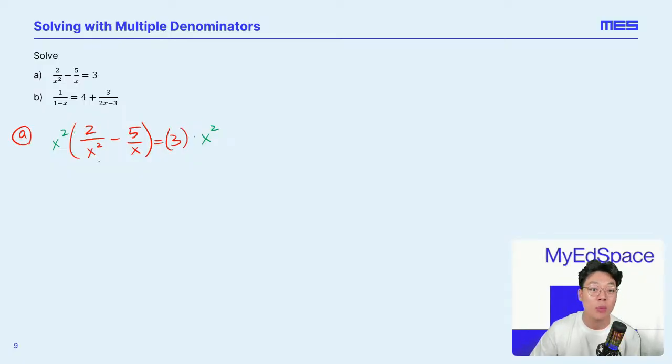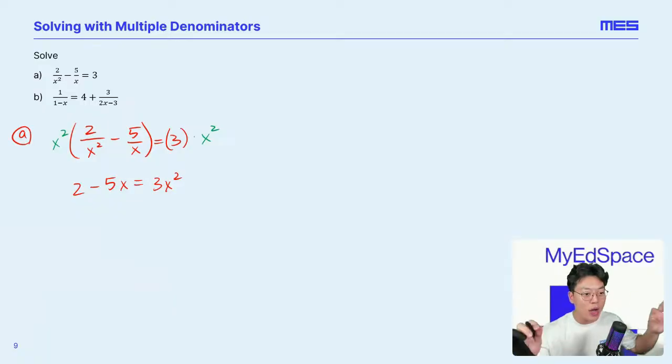Why? Because when we multiply x squared by 2 over x squared, those cancel, right? And then when we multiply x squared by the -5 over x, x squared divided by x leaves us with just x. So what we get here is 2 minus 5x is equal to 3x squared. Boom. There is our quadratic equation. And now we can try to factor by moving everything to one side of the equality, setting it equal to 0. Let's try that out.